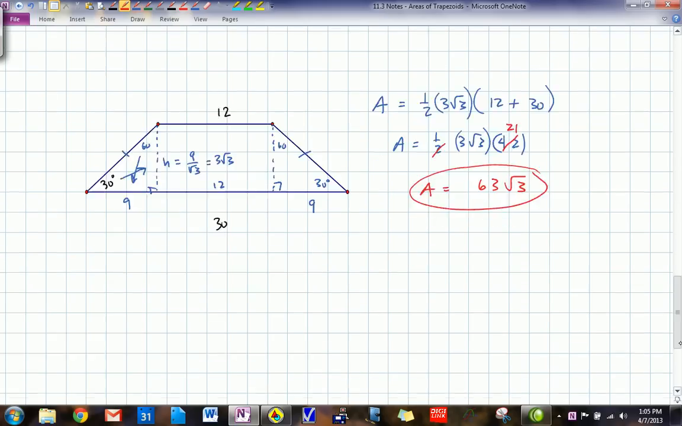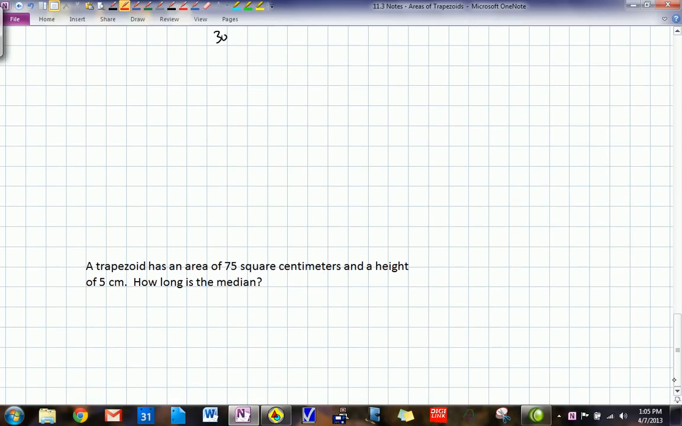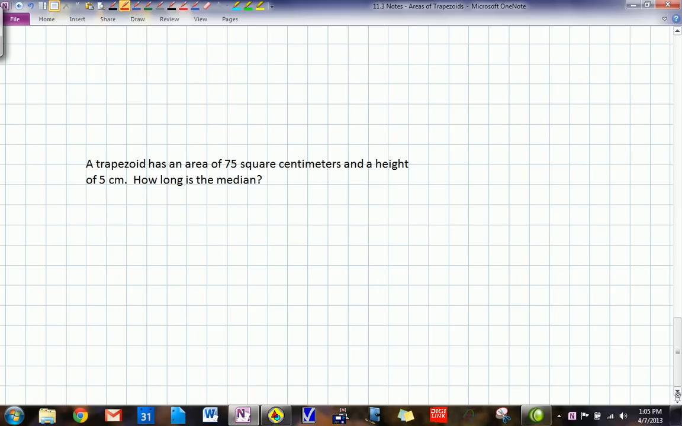All right, and the last example says that a trapezoid has an area of 75 square centimeters and a height of 5 centimeters. How long is the median? So right at the very beginning of the lesson, we talked about the median. So remember, the formula is 1/2 the height times the sum of the bases.